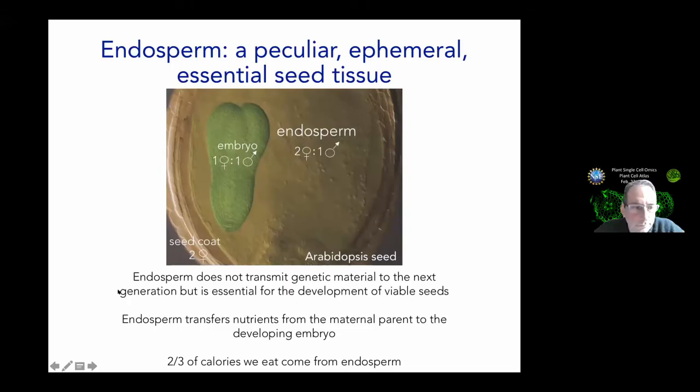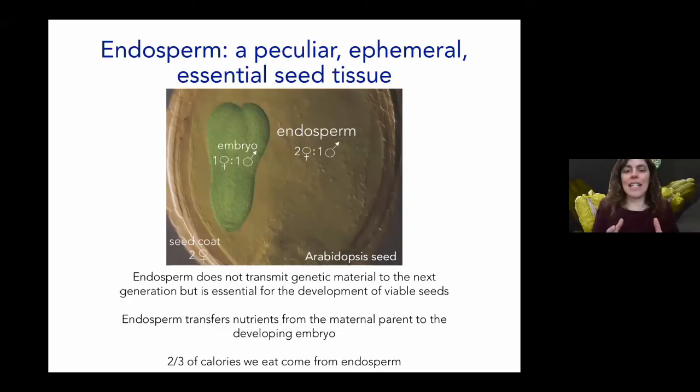The endosperm is a very fascinating tissue that is an essential part of seeds. If we look here at an Arabidopsis seed, there are 3 genetically distinct components: the seed coat, which is formed from maternal integument tissue, and inside, the 2 products of fertilization, the embryo, which is diploid, and the endosperm, which is triploid, because it has 2 maternal and 1 paternal genome.